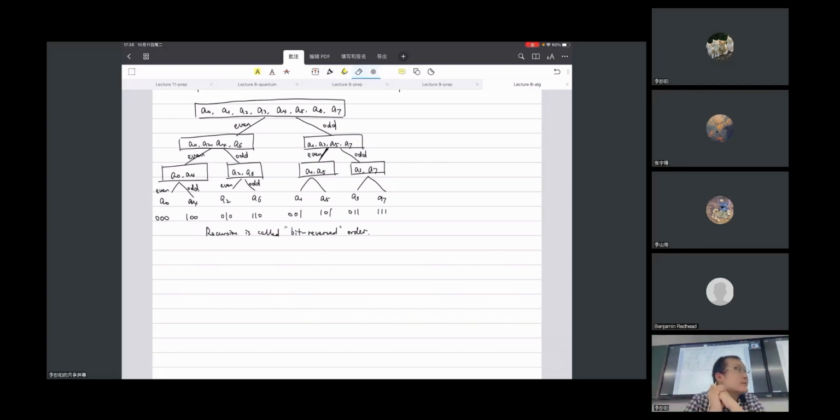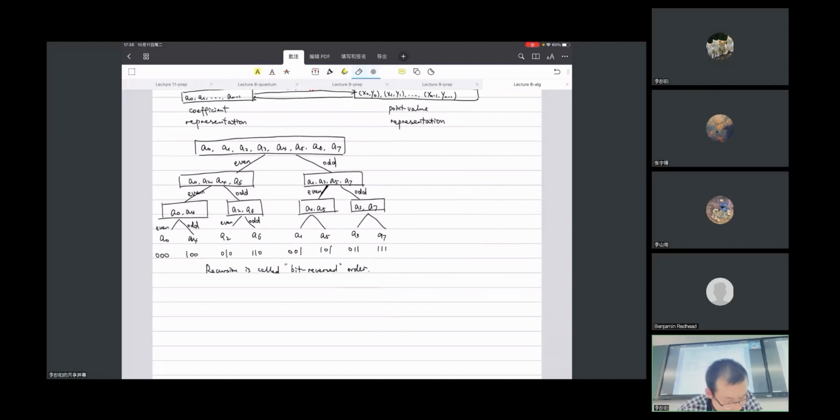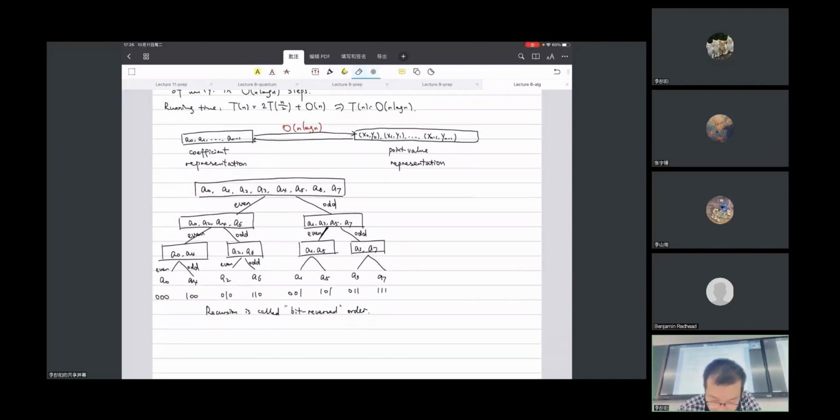Okay, so any questions about this? Okay, so the remaining question is that we have been talking about this fast Fourier transform from coefficient representation to a point value representation. Of course, the remaining question is that we want to consider the inverse version. We also want to have an efficient algorithm from point value representation to coefficient representation.